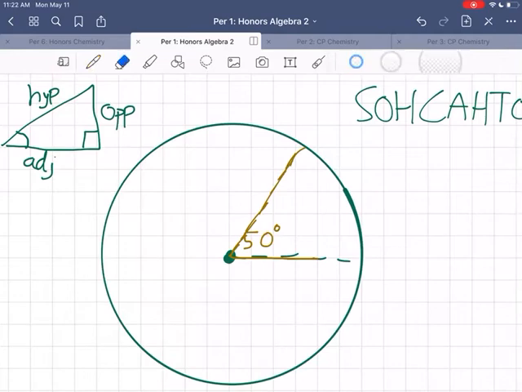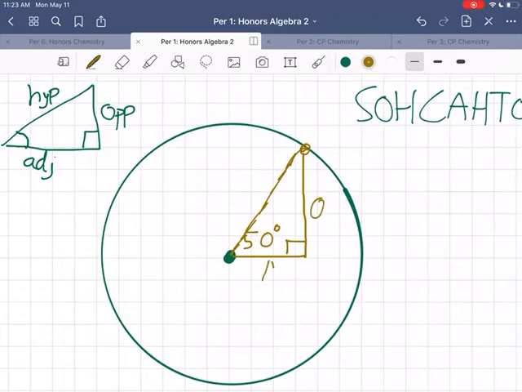Now, this is going to hit right here. So that means we've got to drop down our line right here to make sure that it is a right angle. There we go. And we've got 50 degrees. How do we find what the value of this circle, what the opposite value is? So how do we find the opposite and the adjacent?